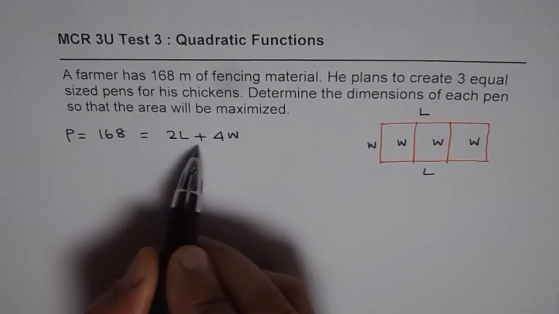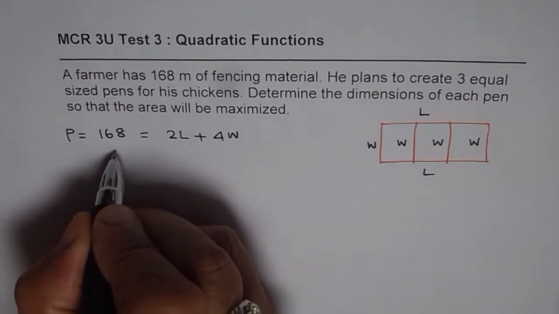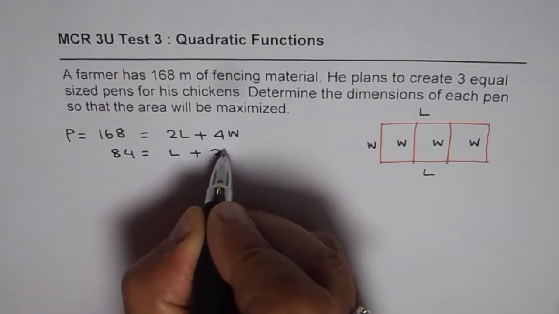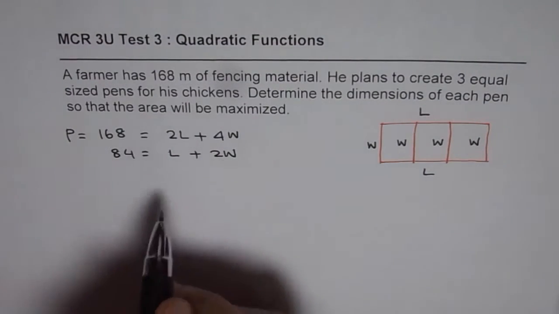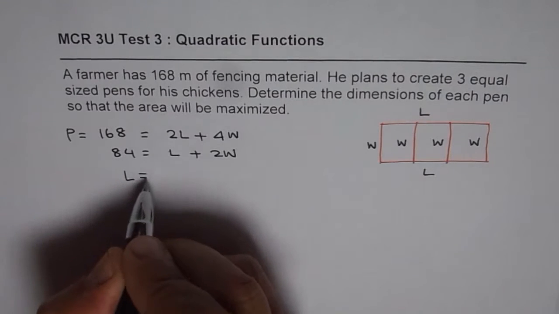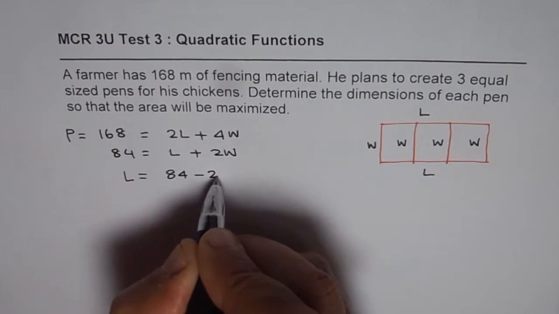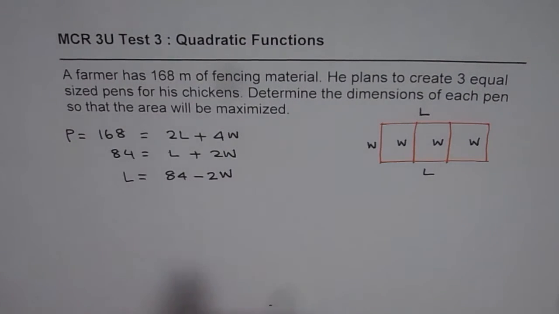So let's rearrange. We can divide by 2 on both sides. So we get 84 equals length plus 2W. And then we can write what L is in terms of width. So we can say L equals 84 minus 2W, right? So that is how we can relate length with width.